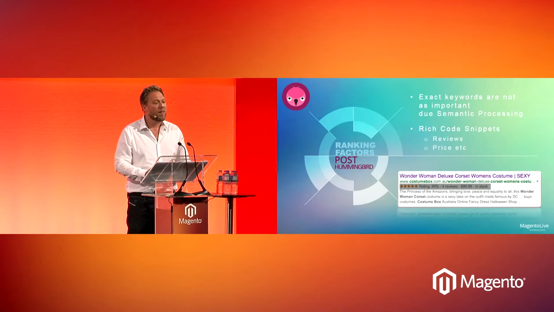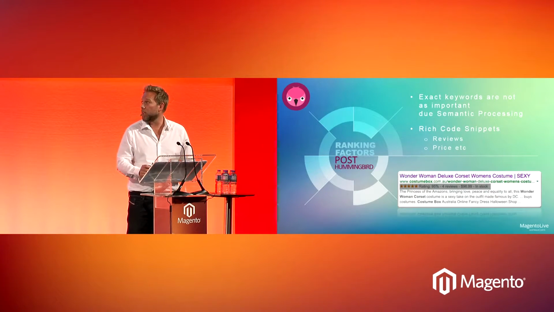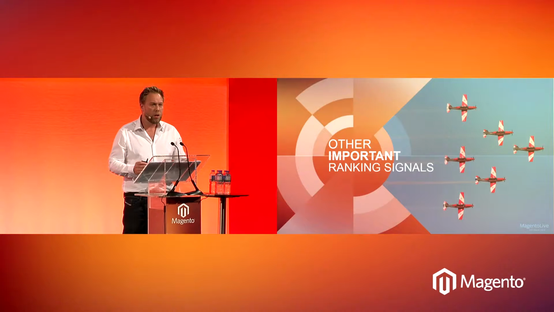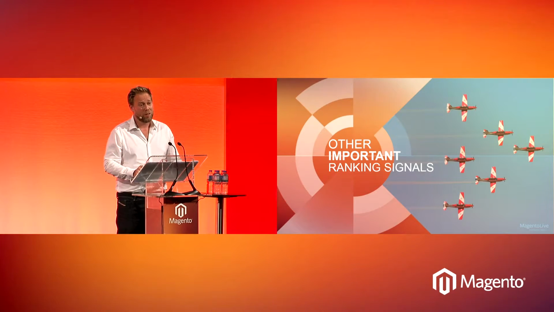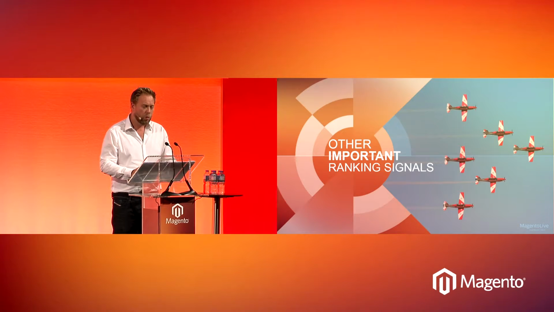And not only that, there's an opportunity for us as users of Magento to use this knowledge graph. And you'll see in this example here how you can include your ratings, your price, and whether a product's in stock. So Hummingbird was almost 2 years ago, and Google's continued to develop since then. And I want to talk to you about some of the other important ranking signals.